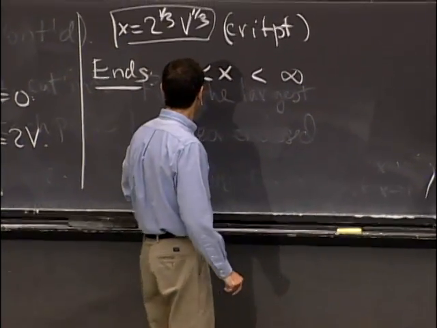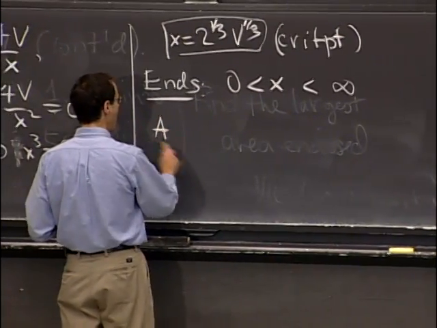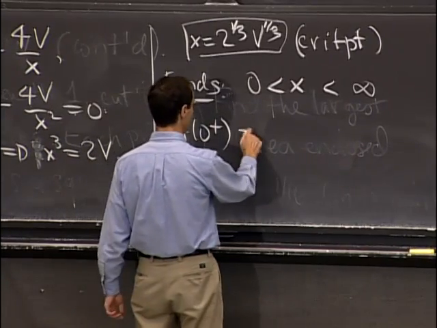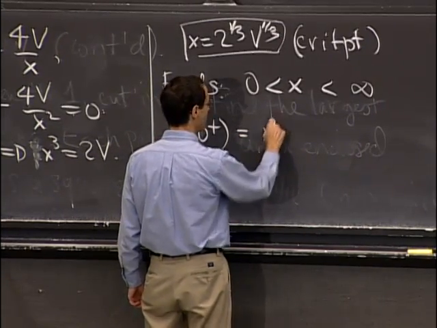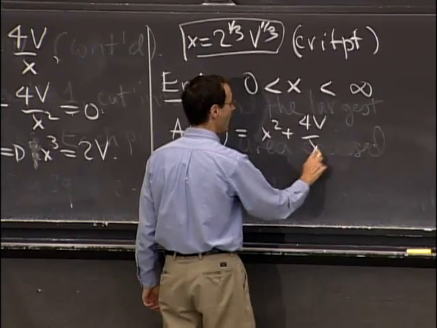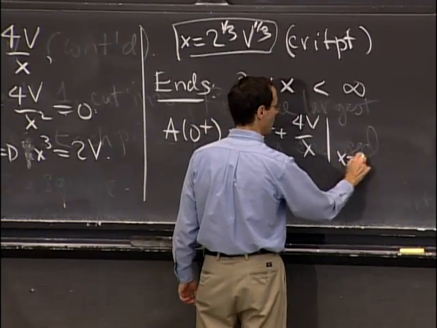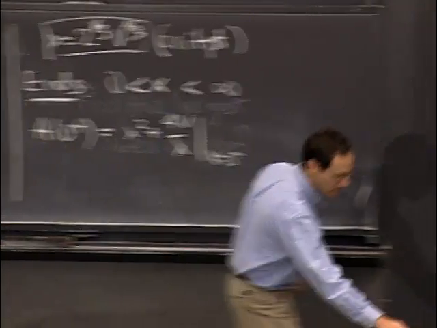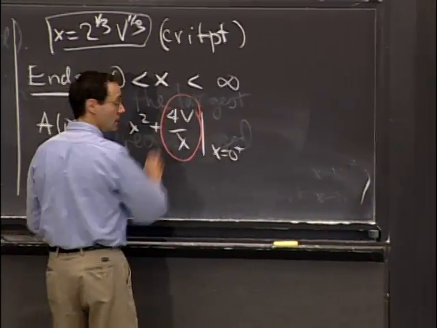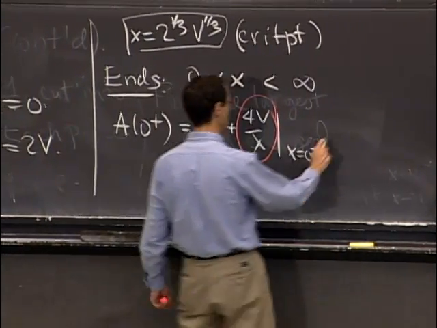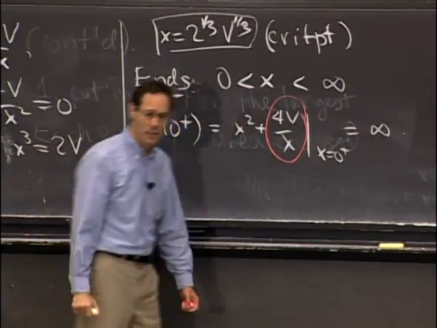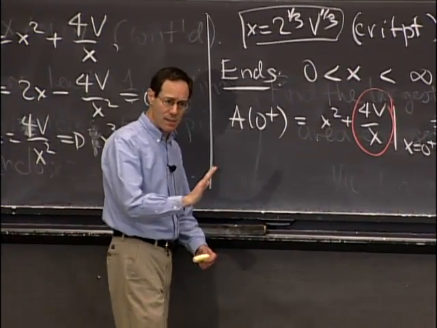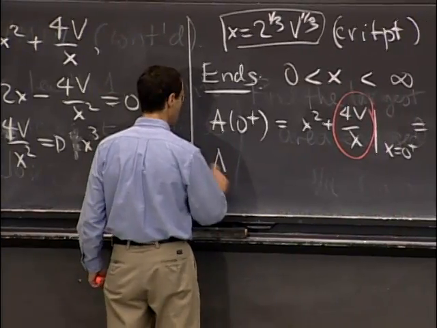So let's just take a look at what happens. So we're looking at a at 0 plus, right? And that's x squared plus 4v over x with x at 0 plus. So what happens to that? Notice right here, this is going to infinity, all right? So this is infinite. So that turns out to be a bad box. All right, let's take a look at the other end.